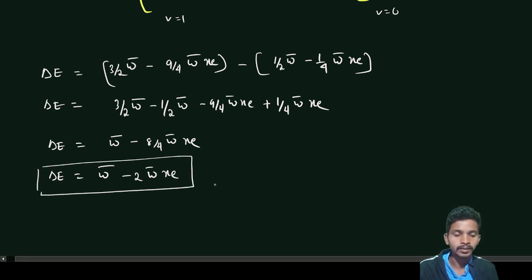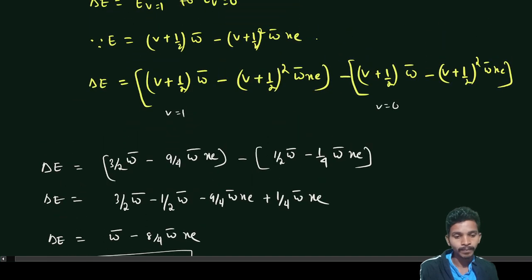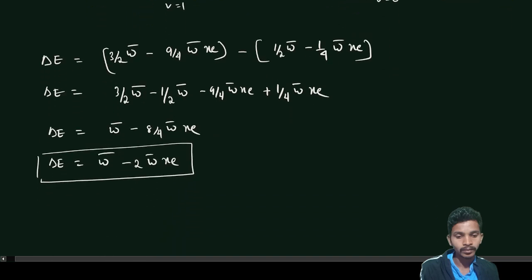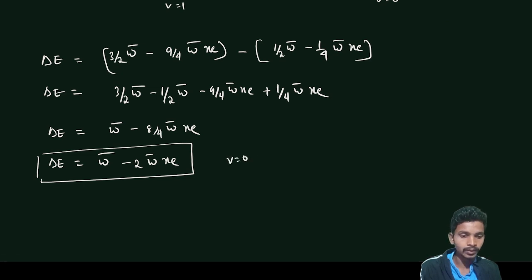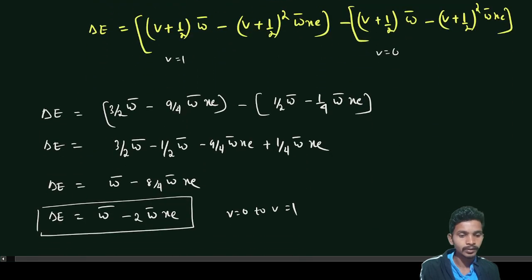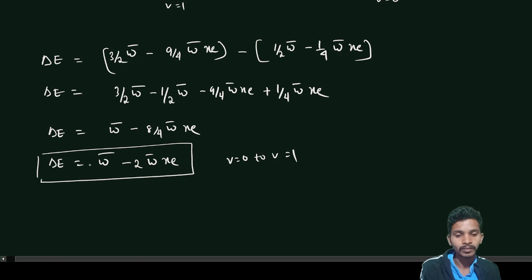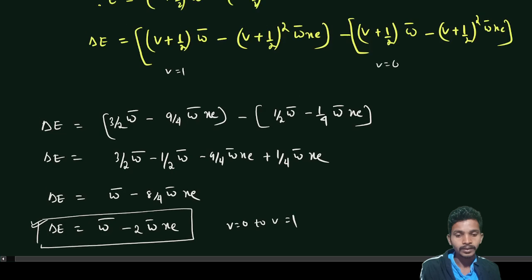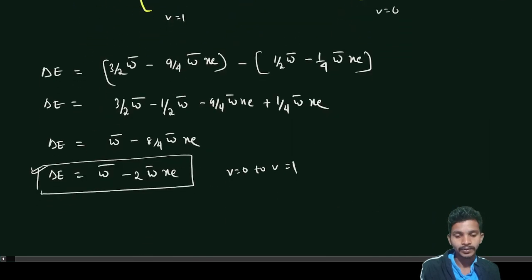This is the energy gap for the transition from v equal to 0 to v equal to 1. If you are doing the transition v equal to 0 to v equal to 1, this will be the energy gap. So this is called the fundamental vibration.